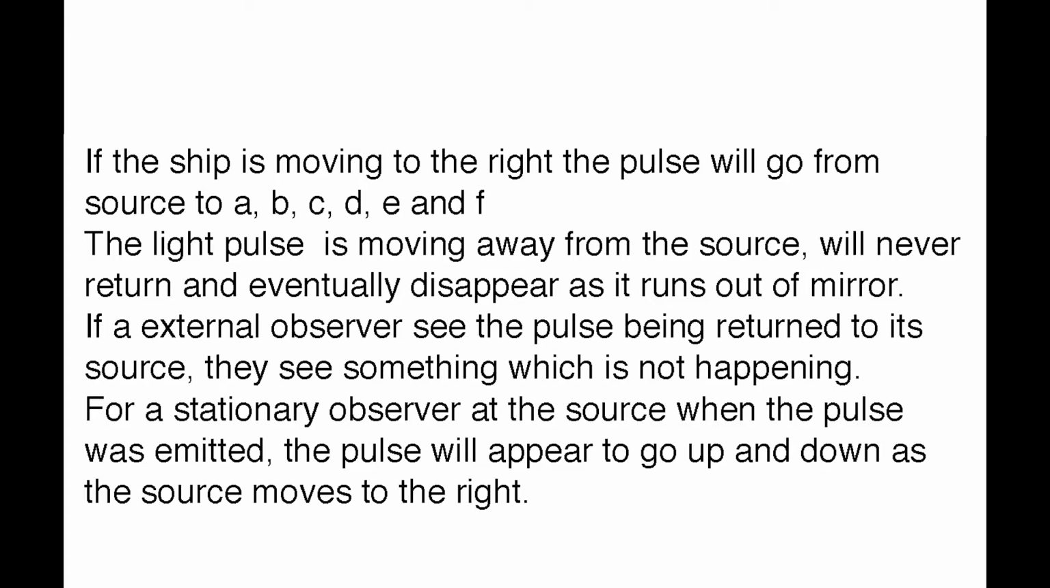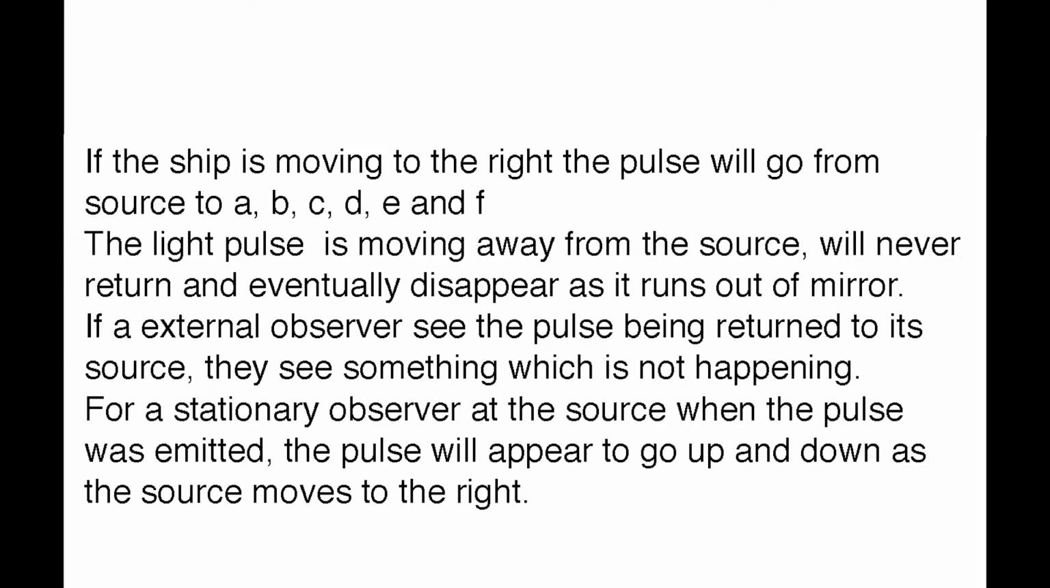If the ship is moving to the right, the pulse will go from the source to A, to B, to C, to D, to E, and F. The light pulse is moving away from the source and will never return and eventually disappear as it runs out of mirror. If an external observer sees a pulse being returned to the source, they see something which is not happening. For a stationary observer at the source, when the pulse was emitted, the pulse will appear to go up and down as the source moves to the right.